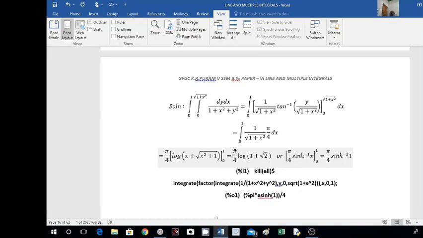Substituting the limits here, pi by 4. If I put x equal to 1, this will be 1 plus root 2, minus, if I put x equal to 0, this will become 0 plus 1, log of 1, log 1 equal to 0. So lower limit will be 0. Or this integration we can also write as pi by 4 into sin h inverse of x between 0 and 1. So that is pi by 4 into sin h inverse of 1 minus sin h inverse of 0, which is equal to 0. Let me verify this result.